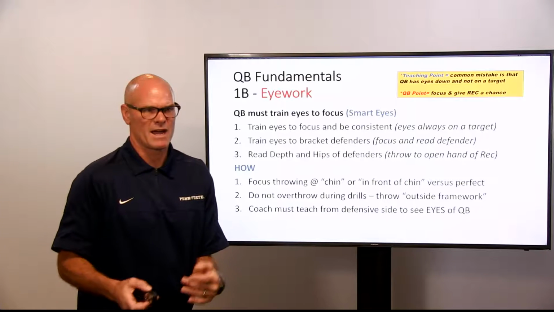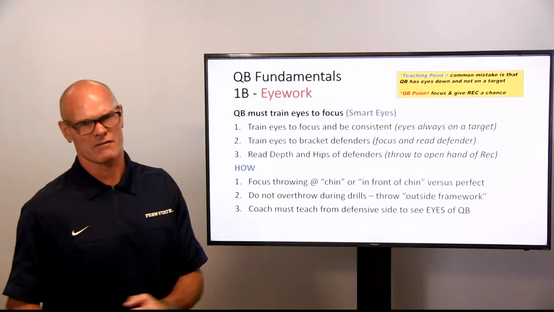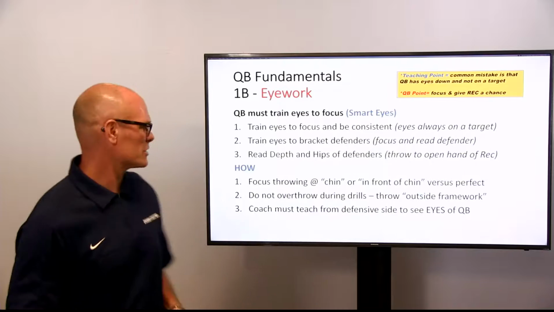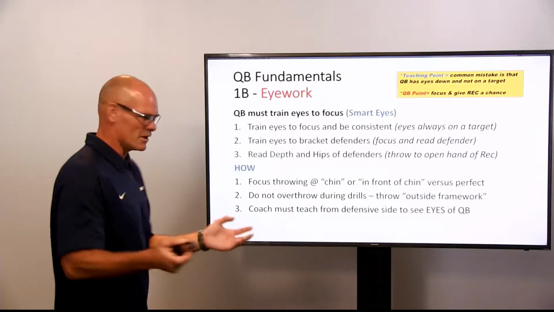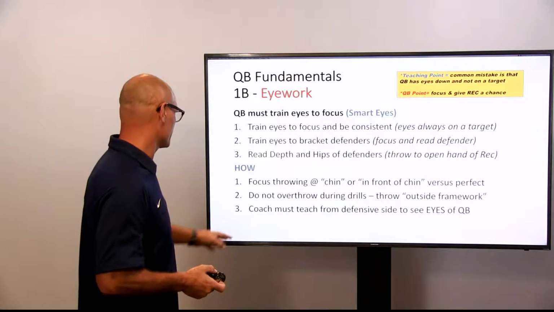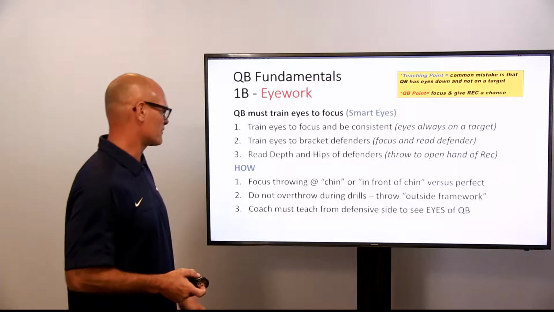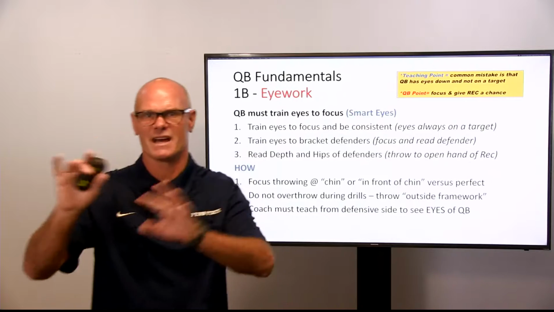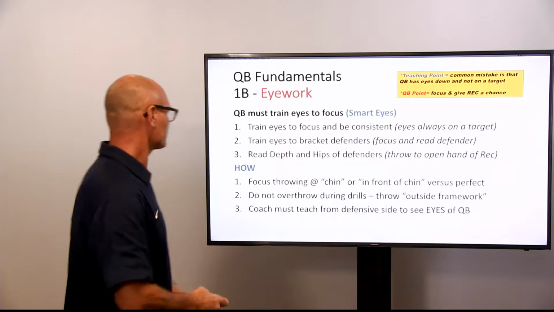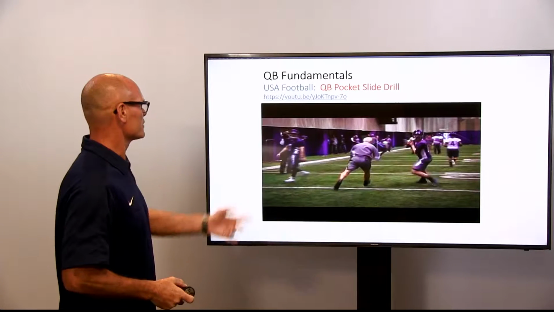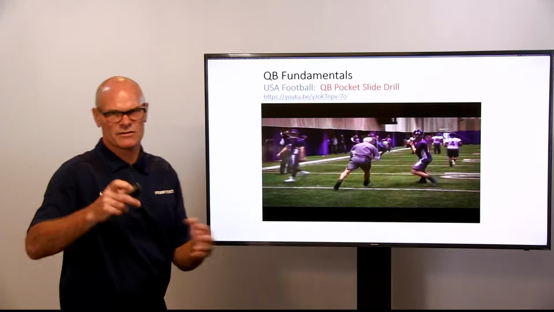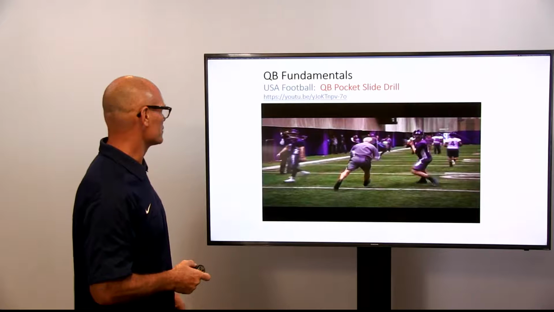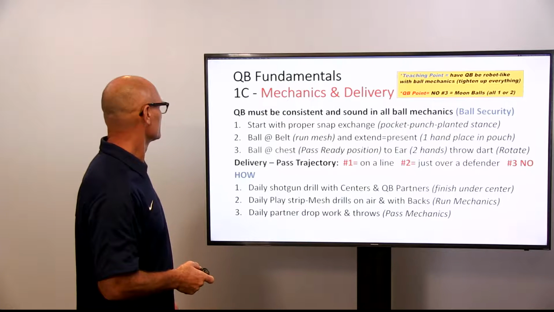That creates some really bad habits of trying to be perfect, and every receiver is a little different. So now we learn to adjust and try to just throw to the open hand or outside the framework, thus a fade type pattern on a vertical route. 3, then coach has to teach from the defensive side so you can see the eyes of the quarterback. Again, here's some great drills from Northwestern. Goes into a quarterback pocket slide drill with the coach coming, and then using our eyes to get better.